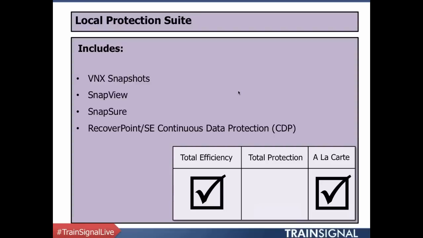SnapView has been around for years. It provides snapshotting and cloning capabilities. That applies both to storage pools and traditional array groups. And then SnapSure gives you the checkpointing or snapshotting capability from the file level perspective. RecoverPoint, as I mentioned, is a local protection option as well. For all intents and purposes, it requires physical appliances outside of your array. There's a virtual option. And it allows you to do continuous point-in-time captures of your production volumes. Very cool technology. The local protection suite is part of the total efficiency pack and a la carte.